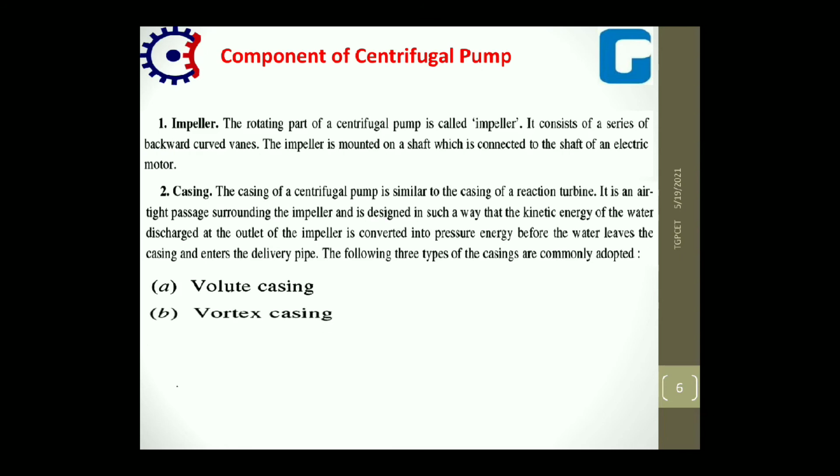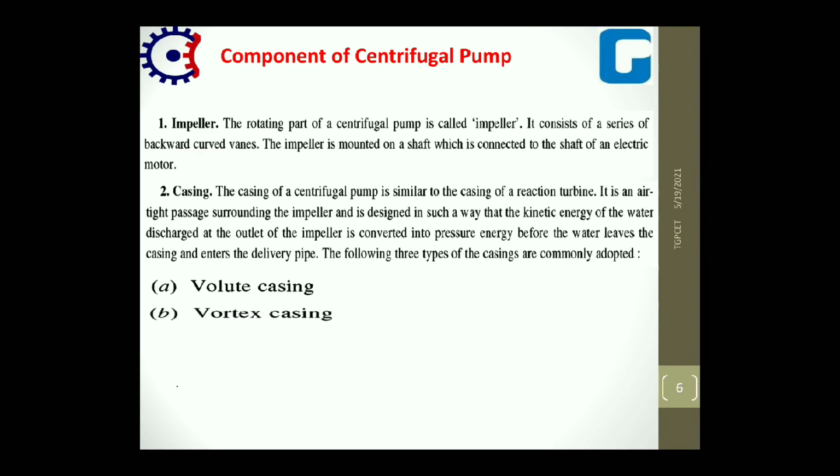Vortex casing: if a circular chamber is introduced between the casing and the impeller, the loss of energy due to the formation of eddies is reduced to a considerable extent. Thus the efficiency of the pump is more than the efficiency when only volute casing is provided. This is the working of vortex casing.